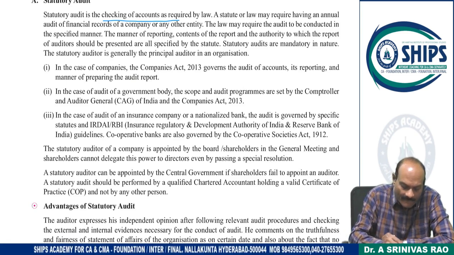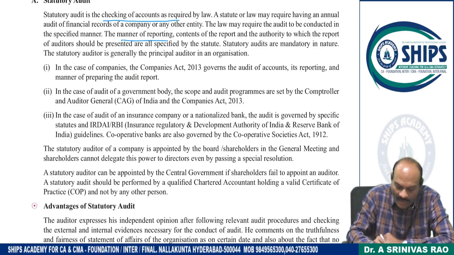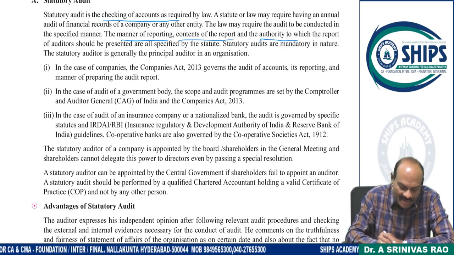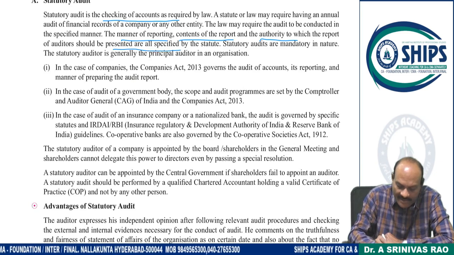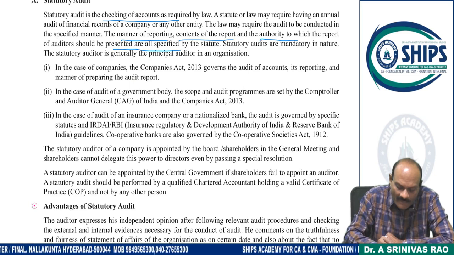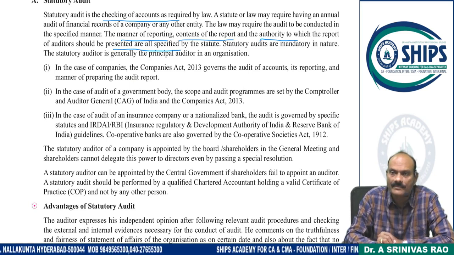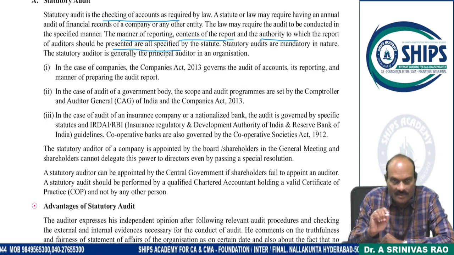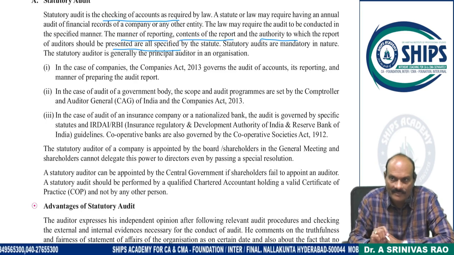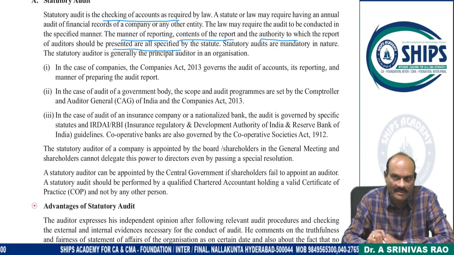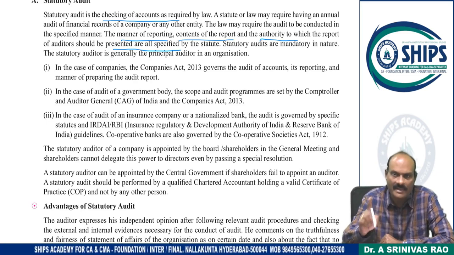Manner of reporting, contents of the report, and authority to which the report should be presented are specified by the statute. What is the first one here? Manner of reporting. How to report this? Audit is done. First of all, the auditor's report, one draft copy is ready. That copy is placed before the audit committee. If the committee is not there, the board of directors.